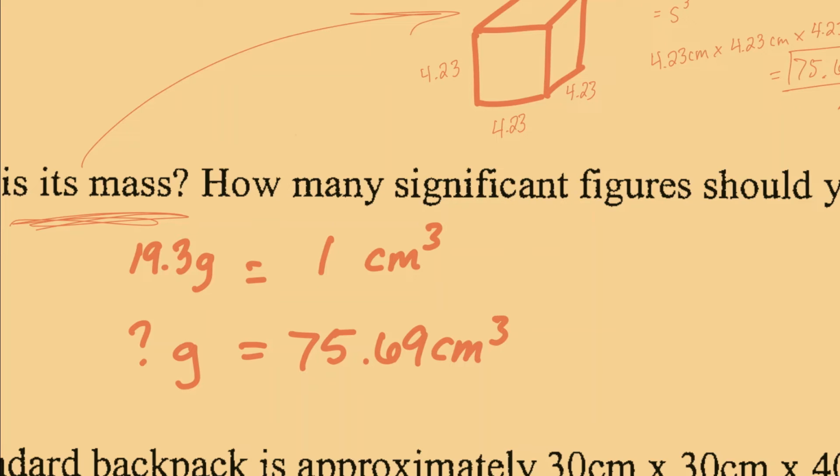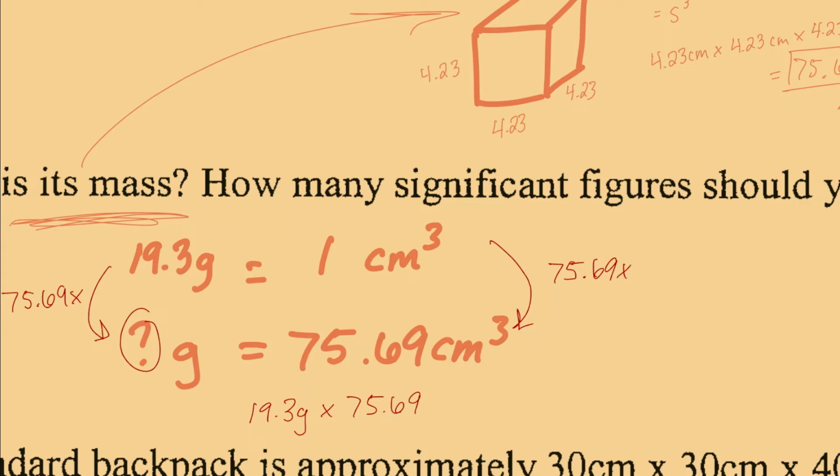Well, now I need to find where my question mark is, look across the equal sign to the other number, to its partner. 75.69 cubic centimeters. Is this larger than or smaller than the number above it? It's larger. How many times larger is it? Hopefully we should be able to see that it is 75.69 times as many cubic centimeters on the bottom as there are on the top. If we have 75.69 times as many cubic centimeters, then we should also have 75.69 times as many grams. So to figure out our number here, we're going to say 19.3 grams times 75.69 times as many grams equals our answer.